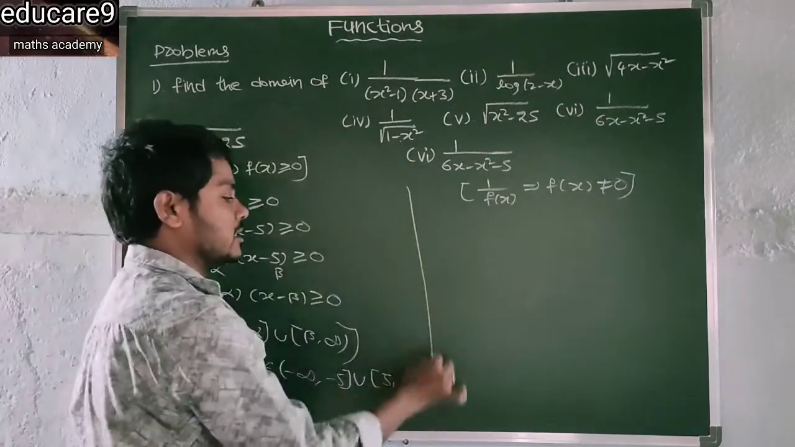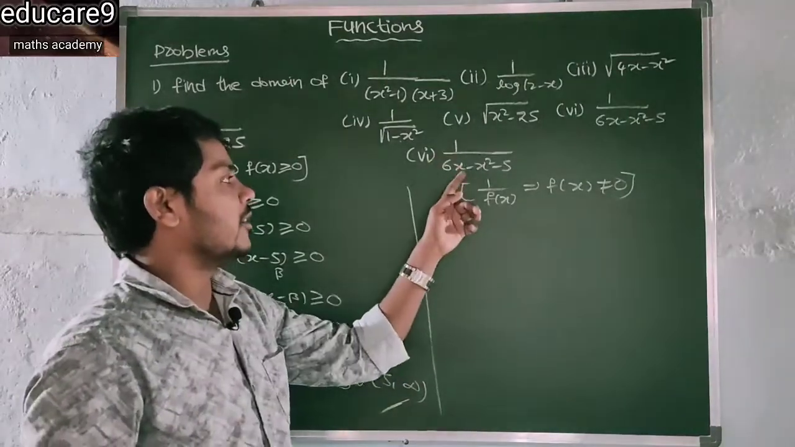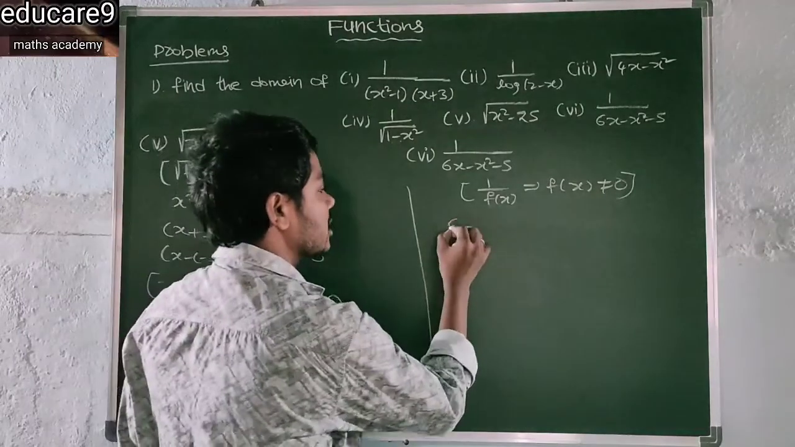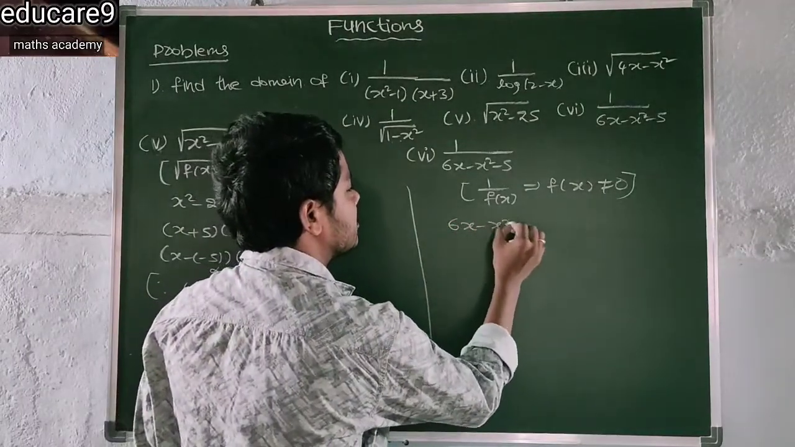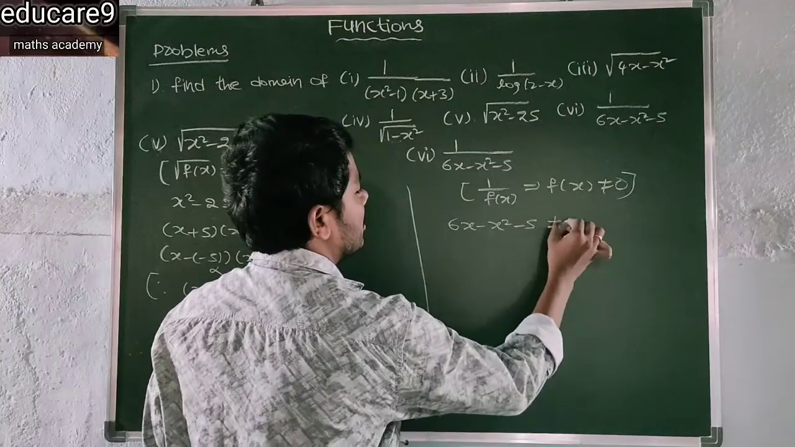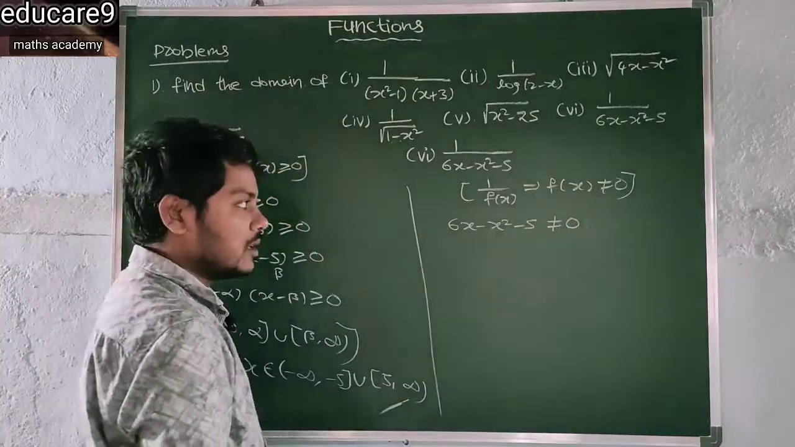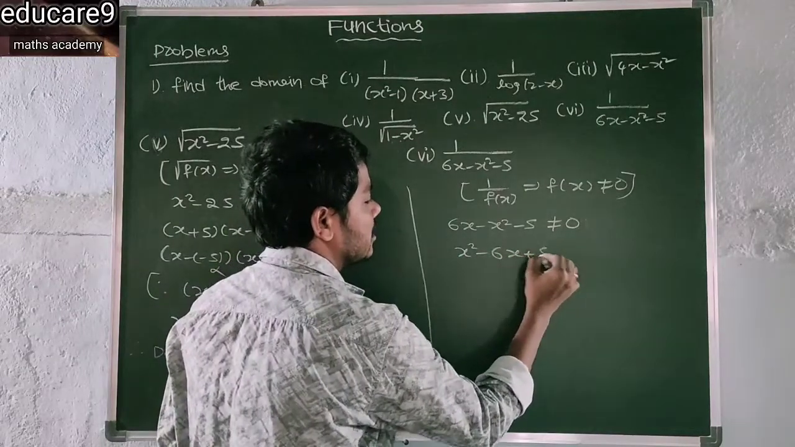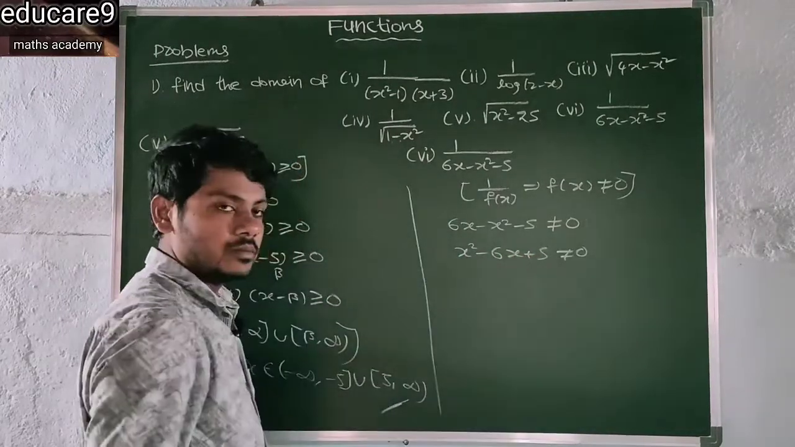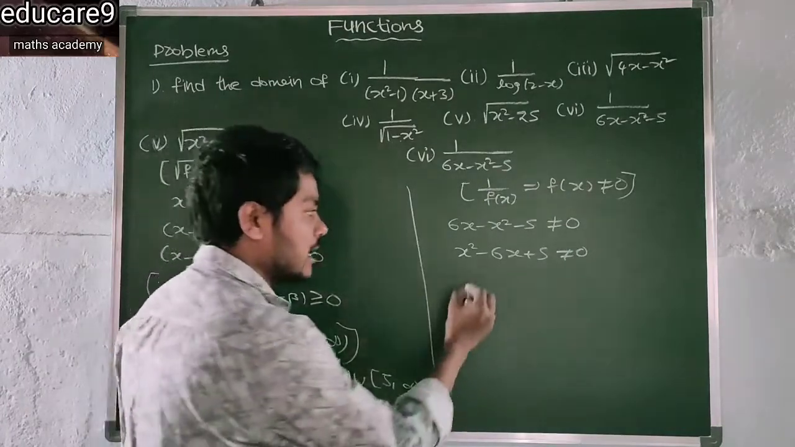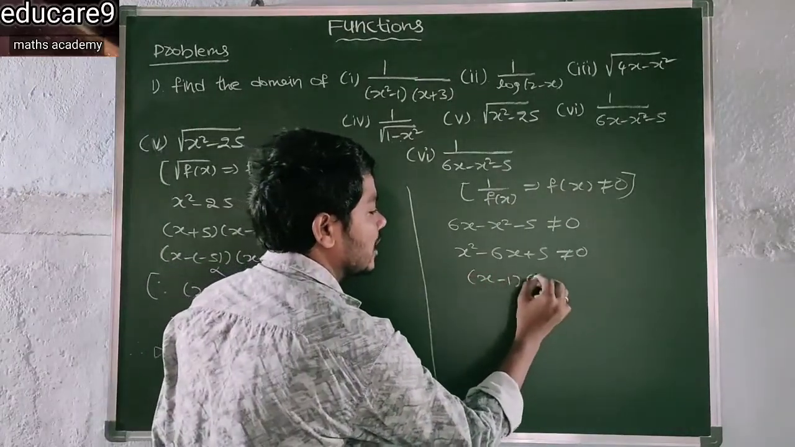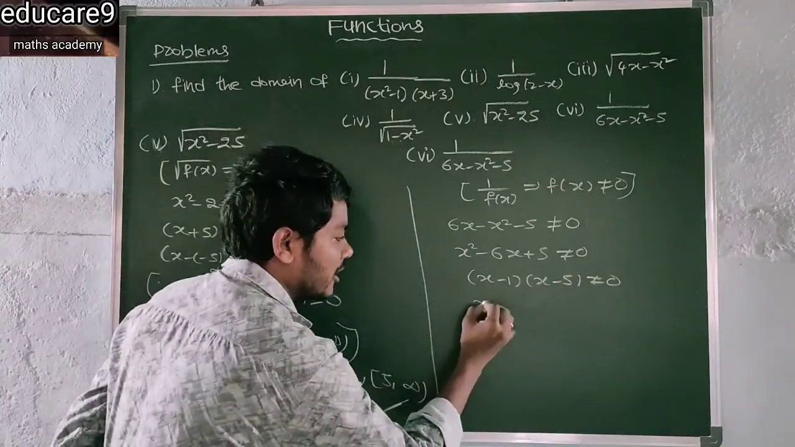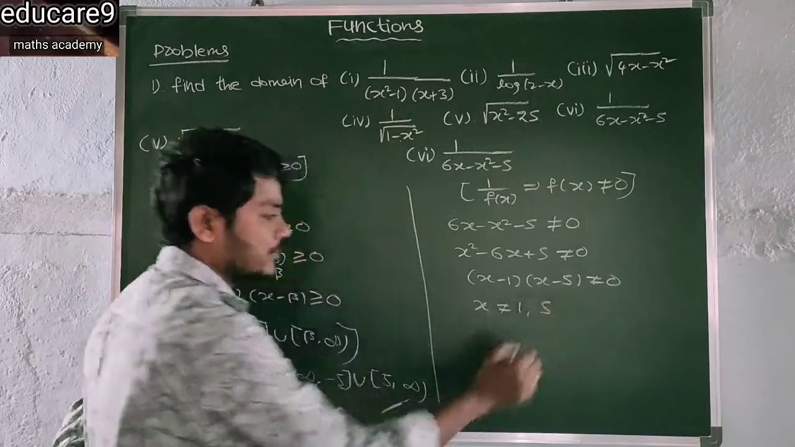Now see the next condition. 1 by f of x. In that case f of x is not equal to 0. So therefore 6x minus x square minus 5 is not equal to 0. So clearly this can be written as x square minus 6x plus 5, which is also not equal to 0. Now this is x minus 1 into x minus 5 is not equal to 0. Therefore x is not equal to 1 comma 5.